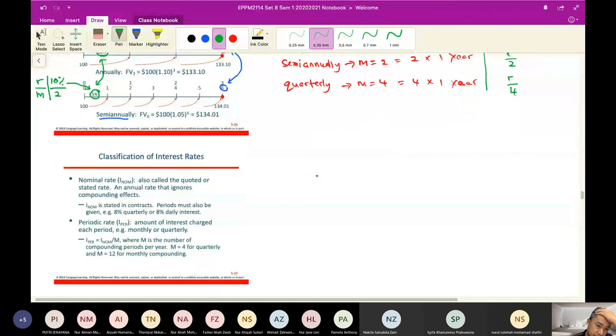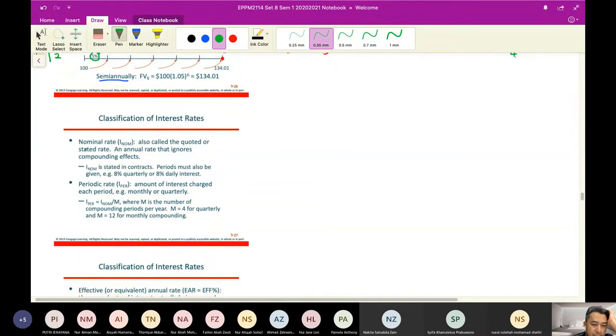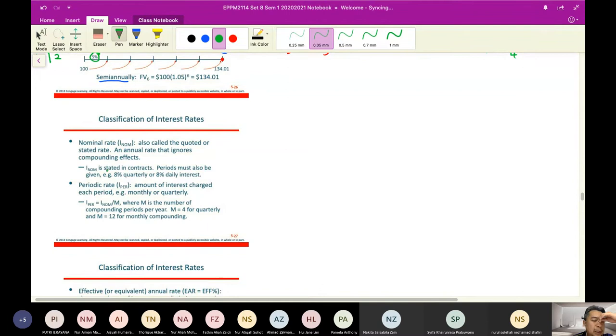So this is the classification of interest. We can look at whether it is nominal or periodic. What I have explained to you is nominal. It means the interest is calculated once a year. We call it nominal. This one is more frequent. More frequent.